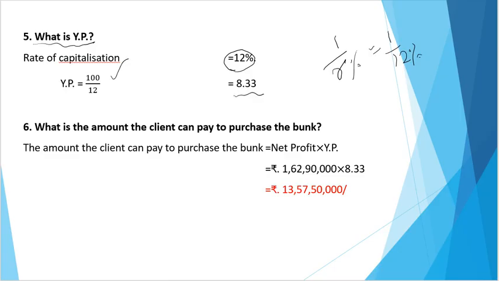So what is the amount the client can pay to purchase the bunk? That is net profit into YP. So net profit is 1 crore 62 lakh 90,000 multiplied by 8.33 YP. So this is 13 crore 57 lakh 50,000, the amount which the client can pay to purchase the bunk.